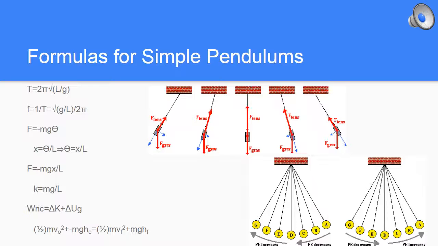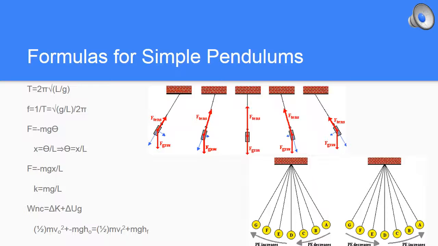The restoring force on the pendulum is equal to the negative mass times the acceleration due to gravity times theta, and because the displacement of the object is equal to the length of the pendulum times theta, theta is equal to the displacement divided by the length of the pendulum. And so we can plug that into our force equation to find that the restoring force is equal to the negative mass times the acceleration due to gravity times the displacement divided by the length of the pendulum.